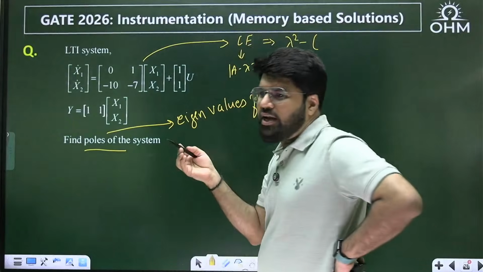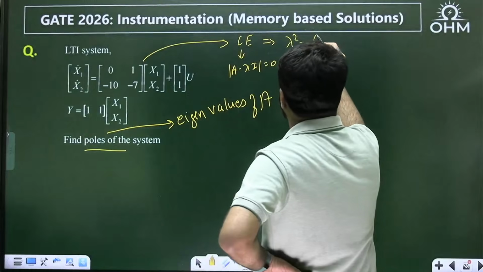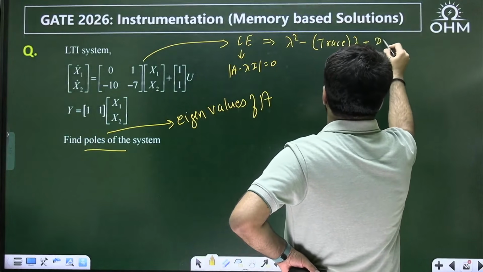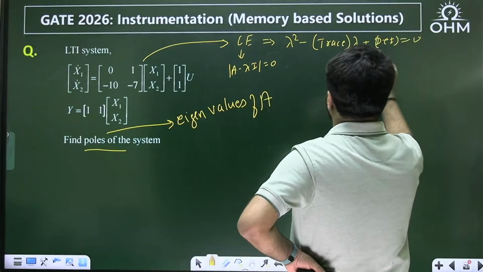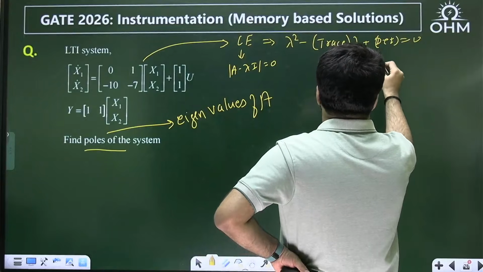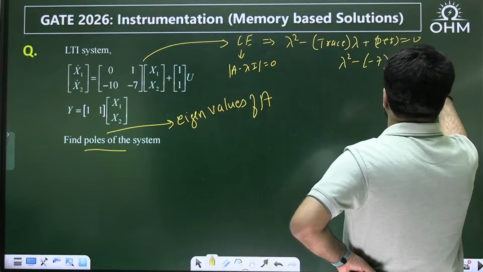But for 2 cross 2, many times you can link it with the maths concept also, this control system question. Many times I have told you the direct formula, because 2 cross 2 matrices and 3 cross 3 matrices are very common in GATE. So lambda square minus trace. What is the trace? Minus 7. What is the determinant of the given matrix? 0 minus minus 10. The determinant is 10.